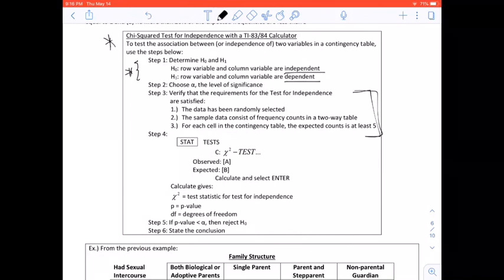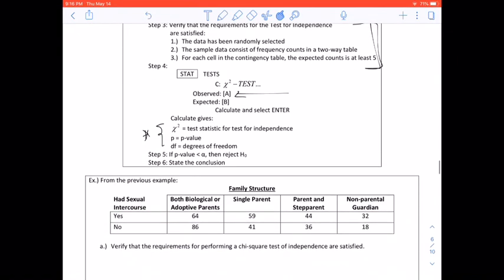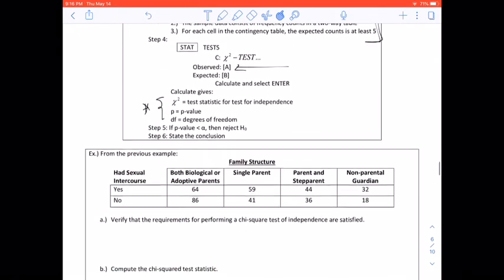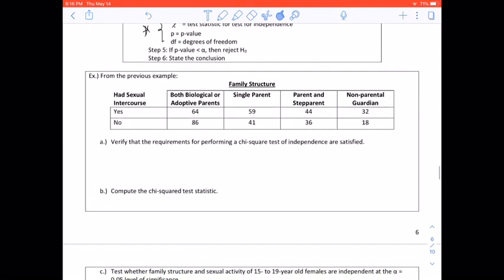Step 4, we're going to go to stat, test, chi-square test. Again, put our values into A. Go down to calculate, select enter. When you do this, you're going to get an output of values. First is the chi-square, which is our test statistic for independence, and also P, which is our p-value, along with DF, which stands for our degrees of freedom. And if the p-value is less than alpha, then we reject our null hypothesis, and then we state the conclusion for the test.